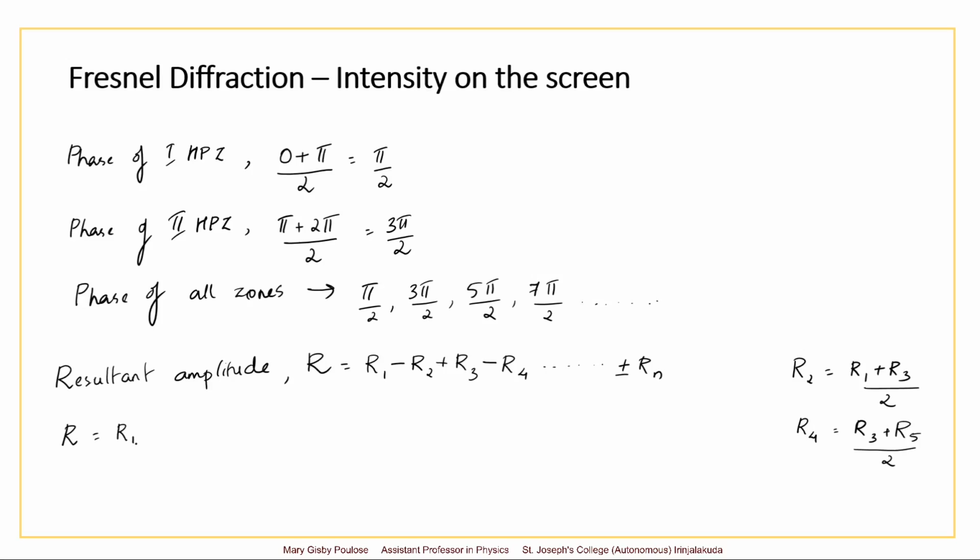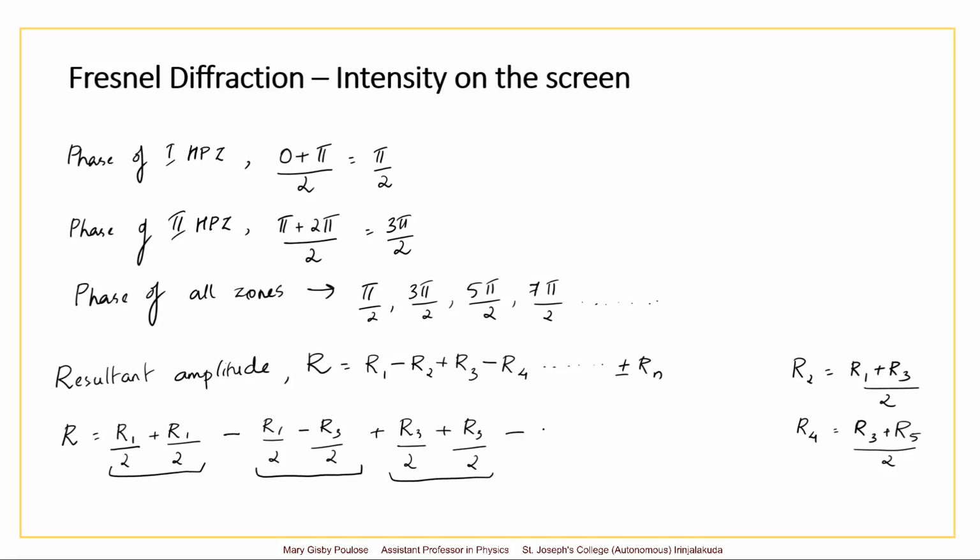Now, substituting these terms in the expression for R, R1 is written as R1 by 2 plus R1 by 2. Then for R2, I substitute R1 by 2 minus R3 by 2, with the minus sign distributed. Then R3 is written as R3 by 2 plus R3 by 2. The next term, R4, is written as minus R3 by 2 minus R5 by 2. Likewise it goes on.